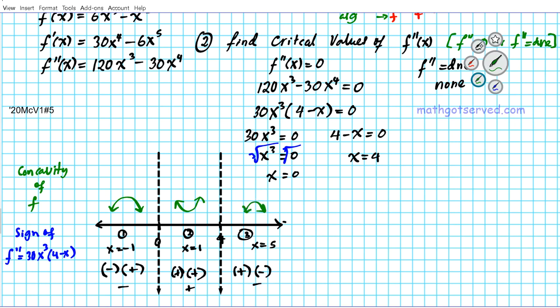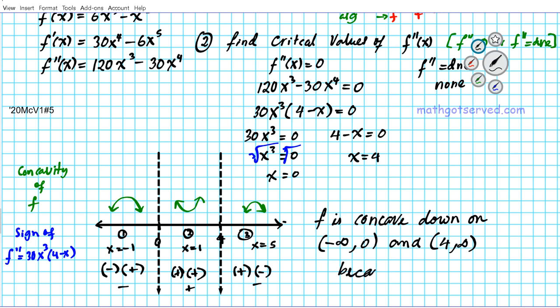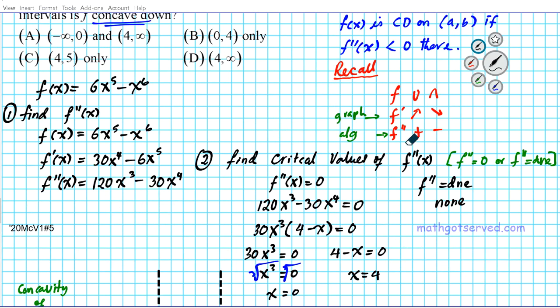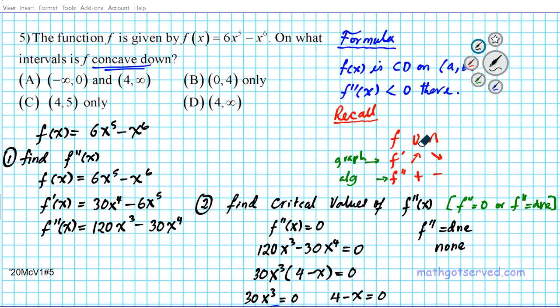So do you see what the answers are? f is concave down on two intervals. f is concave down on -infinity to 0 and 4 to infinity. Because why? Because the second derivative is less than 0 on those intervals. Alrighty? So the answer to problem number 5 is option A.